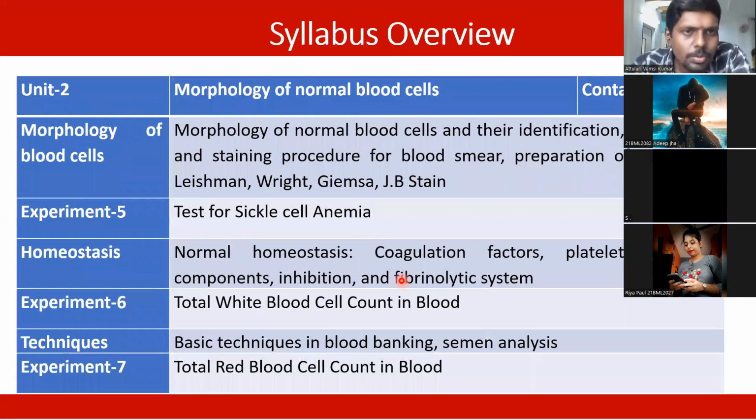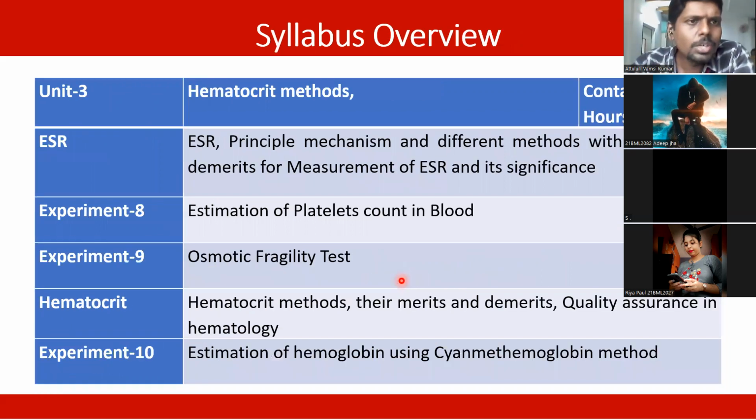In unit 2, they have discussed the morphology of red blood cells. There are different types of cells and their morphology and abnormalities, and they discussed hemostasis, white blood cells, and blood cell counting techniques. In unit 3 you have hematocrit methods, the blood tests like ESR, platelet count, osmotic fragility test, all these things. These are the syllabus, and we will cover all these things.